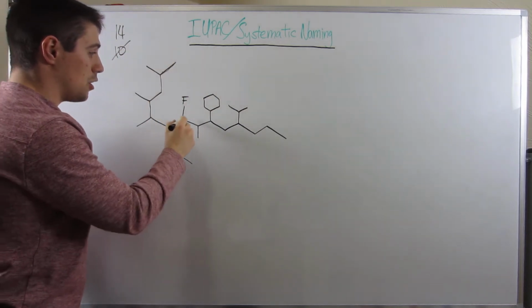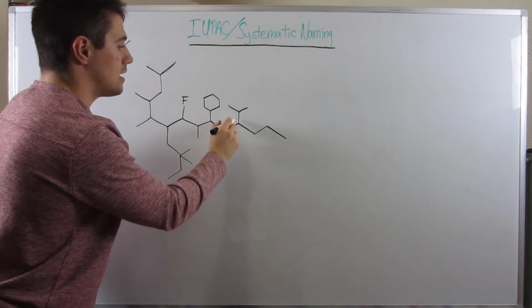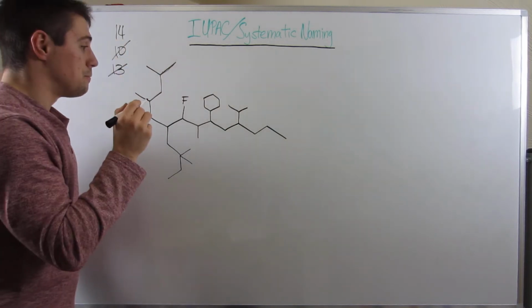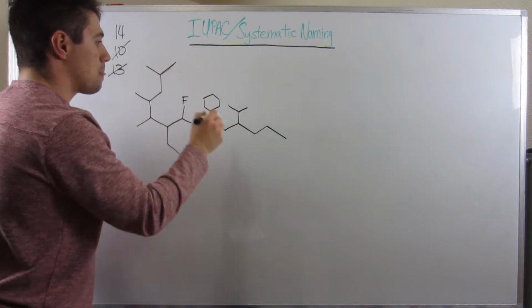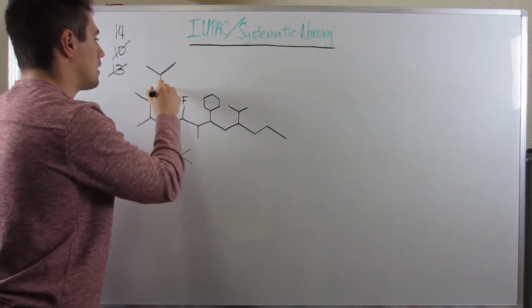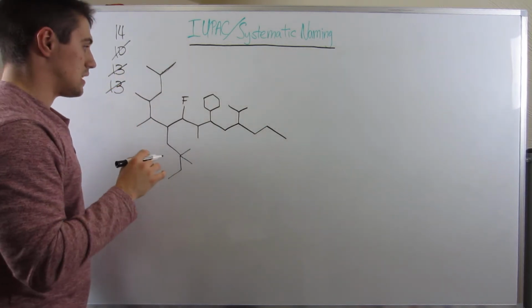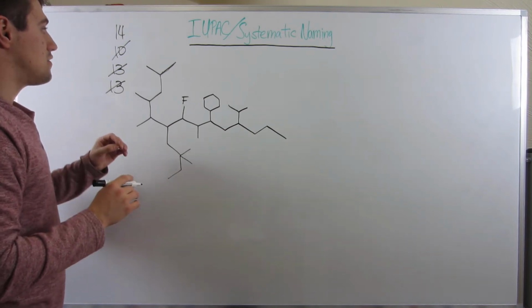Now let's count from here over to here. 1, 2, 3, 4, 5, 6, 7, 8, 9, 10, 11, 12, 13. Close, but no cigar. That's less than 14. Let's count from here up to here. 1, 2, 3, 4, 5, 6, 7, 8, 9, 10, 11, 12, 13. Again, close, but less than 14. That looks like all the really big chains, so I think it's safe to say we're going to go from here to here.